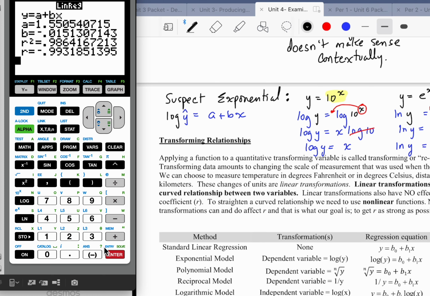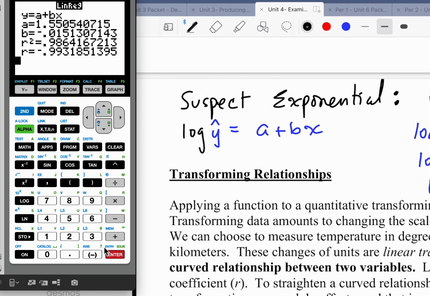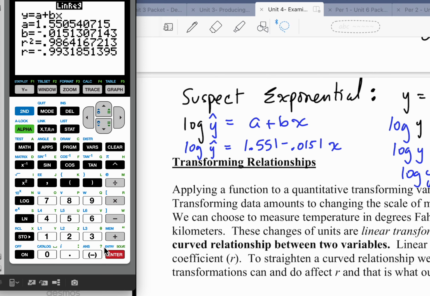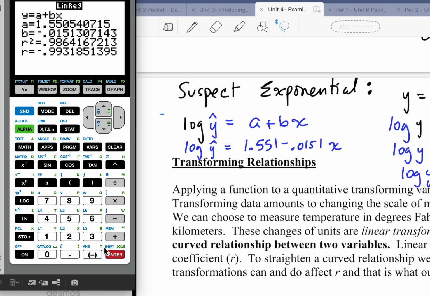All right, so I now know that the log of y, so log of y hat, would be equal to 1.5505, so 1.551, minus 0.0151x. So then if I actually wanted to come up with the equation in ordinary terms, because this is an equation.